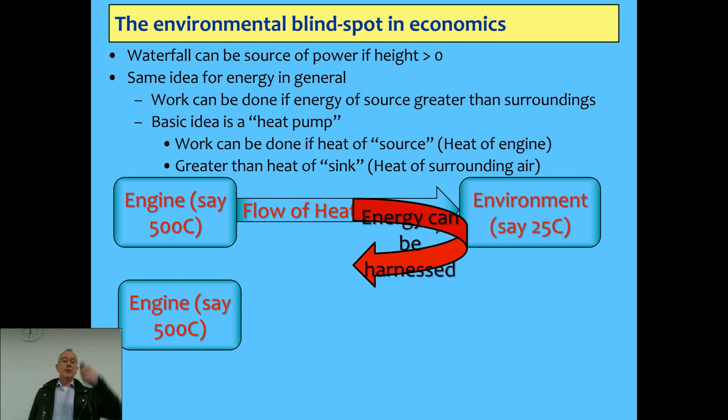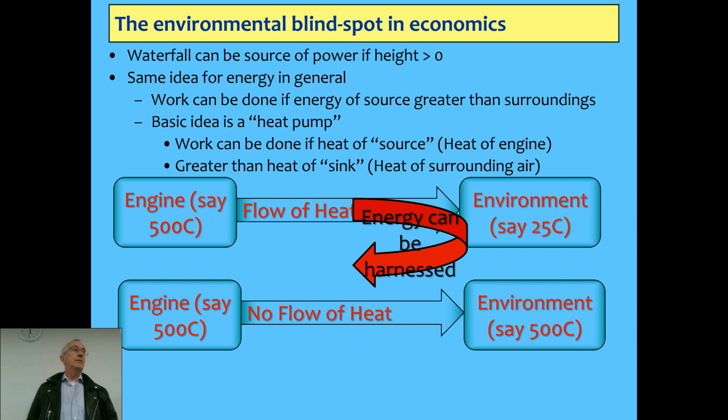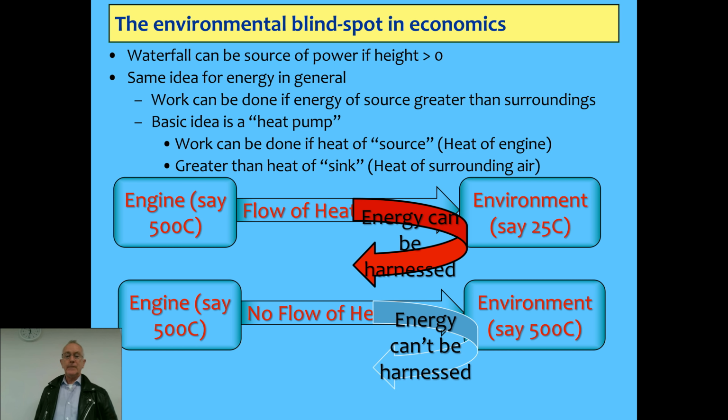Well, let's say we found ourselves on Venus with exactly the same engine. And let's say the background temperature of Venus is 500 degrees Celsius, which is a reasonable approximation to the ground temperature on Venus. The same engine wouldn't have any flow of heat because the engine would be running at the same temperature as the environment. There'd be no flow from one spot to another. So you can't harness energy if the background temperature is exactly the same as the temperature your engine works at.